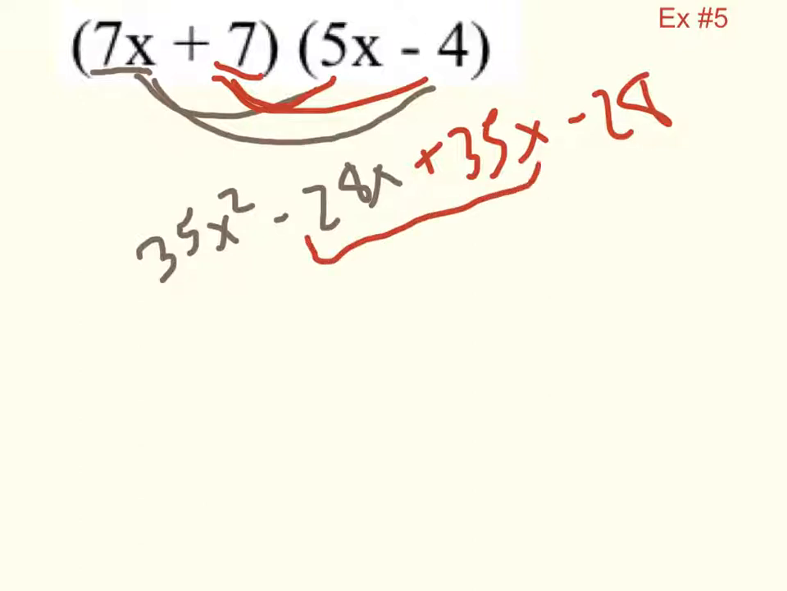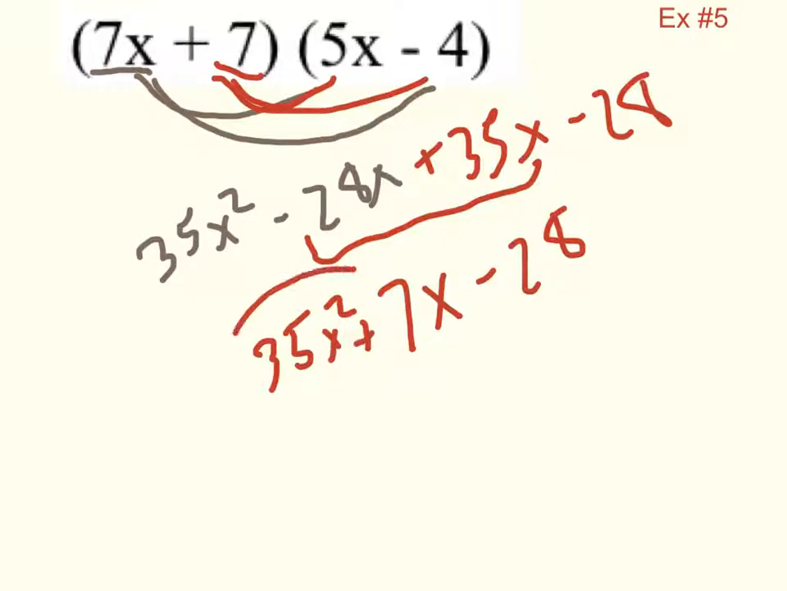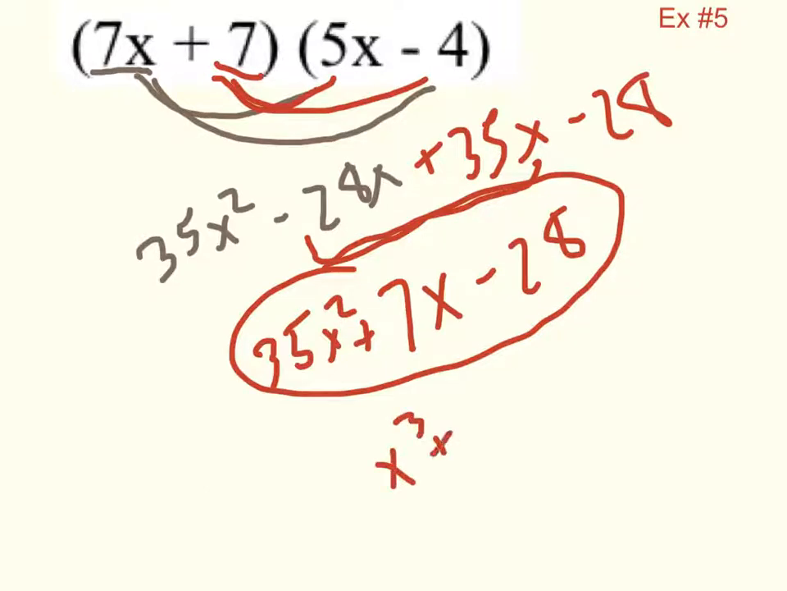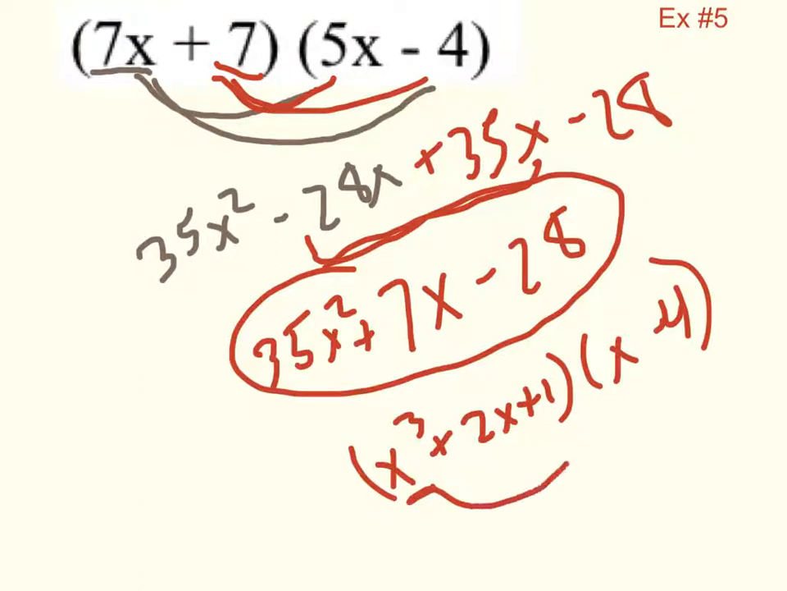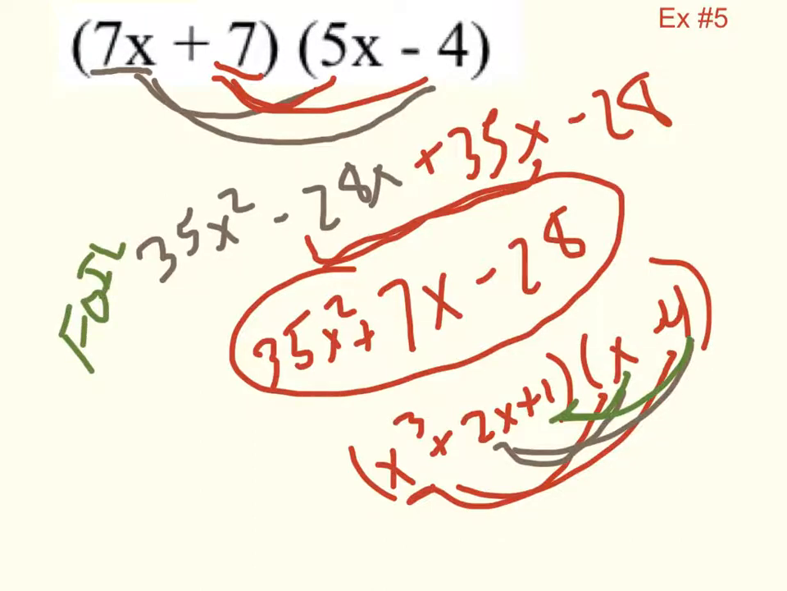These two in the middle here are like terms. 35 minus 28 is 7. And just bring those guys along for the ride. And that's how you would multiply with FOIL in this case. But if you had three things like x cubed plus 2x plus 1 times x minus 4, you would take this guy, put it into both. Take this guy, put it into both. And then take this last one and put it into both. FOIL, that acronym, F-O-I-L, only works when you have two things times two things.